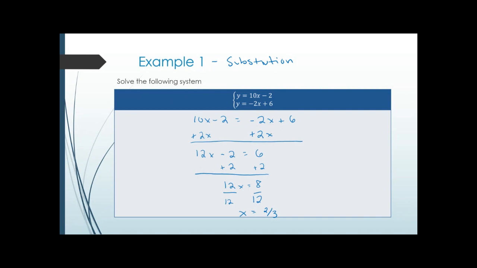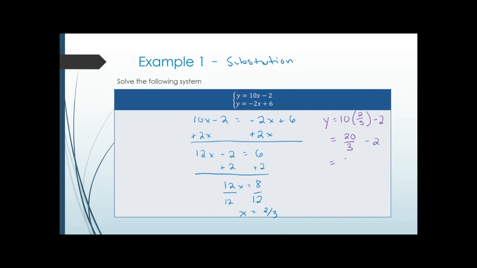So I'm going to do this in a different color, and I'm going to just take the first equation. We have y equals 10x minus 2. So x is 2/3, so I'm going to replace x with 2/3. So I have 10 times 2/3 minus 2. So I'm solving for y, so that would give me 20/3 when I multiply, minus 2.